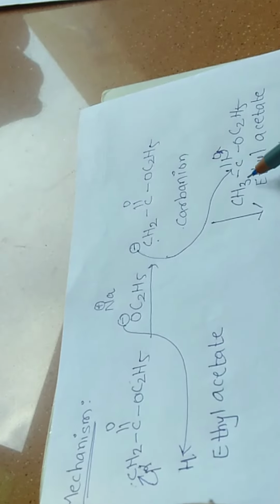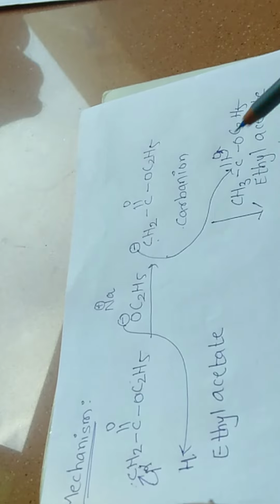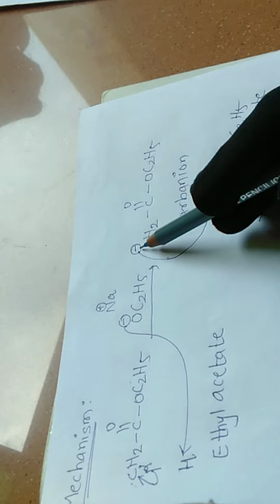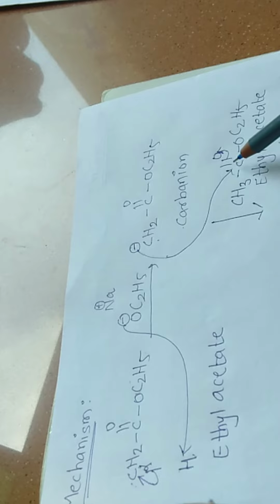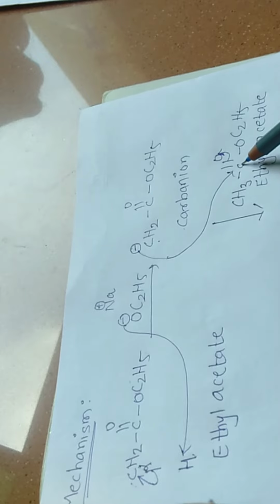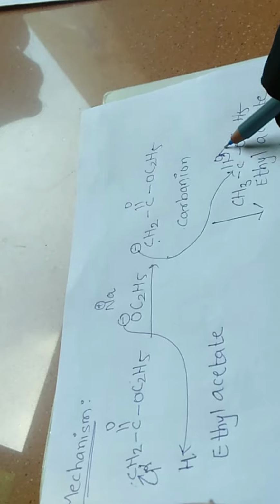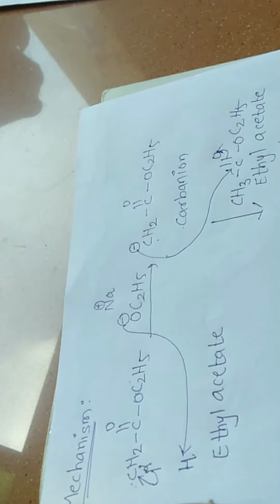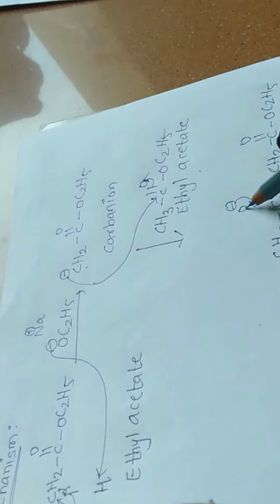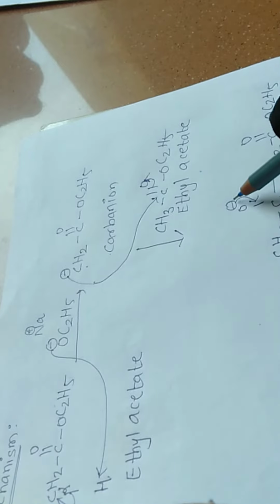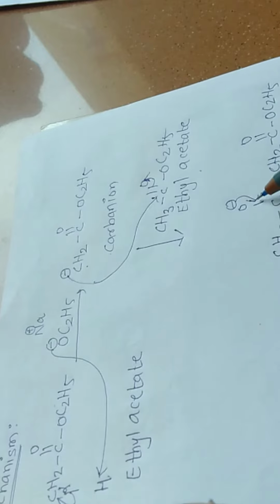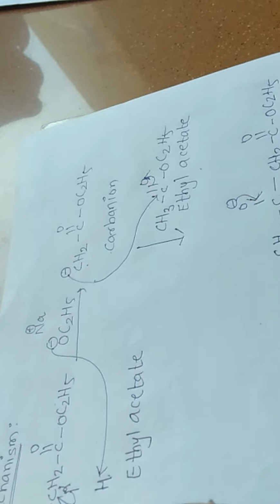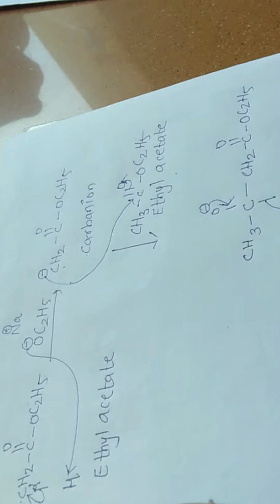You have to take another ethyl acetate molecule. This carbanion, which carries a negative charge, will become a nucleophile, and there will be an attack of this negative charge on the carbonyl carbon, and this double bond will shift onto oxygen. So oxygen will carry a negative charge. Here you can see that oxygen carries a negative charge. Then this negative charge on oxygen shifts back to form the double bond again. After that, there is a removal of the OC2H5 group.